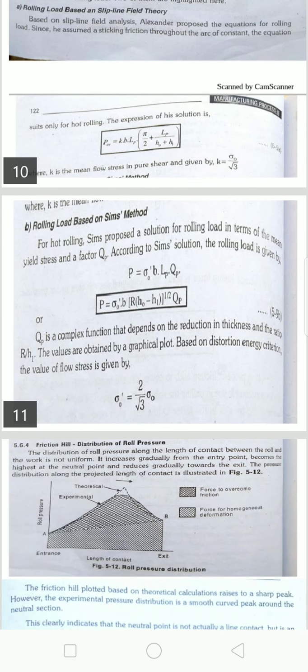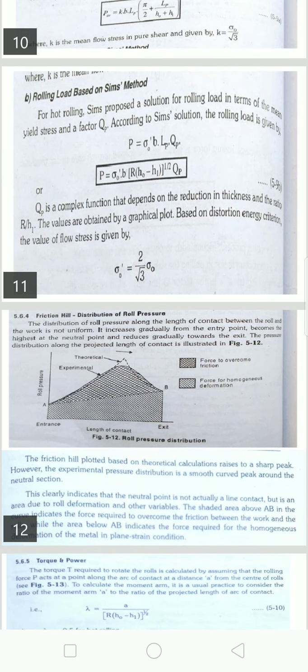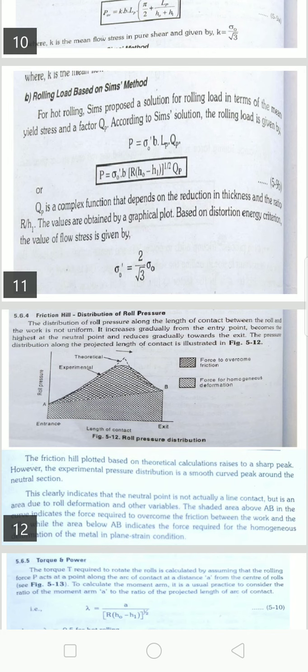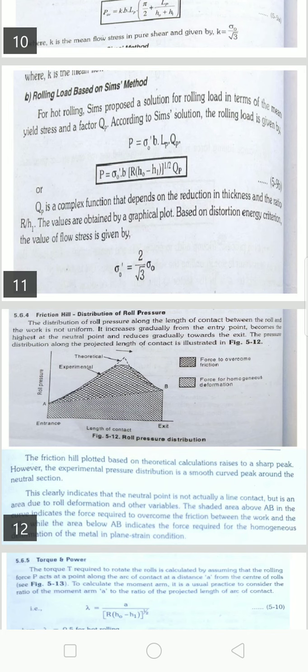Then coming to the friction hill and the distribution of roll pressure. The distribution of roll pressure along the length of contact between the roll and the work is not uniform. It increases gradually from the entry point, becomes the highest at the neutral point, and reduces gradually towards the exit.